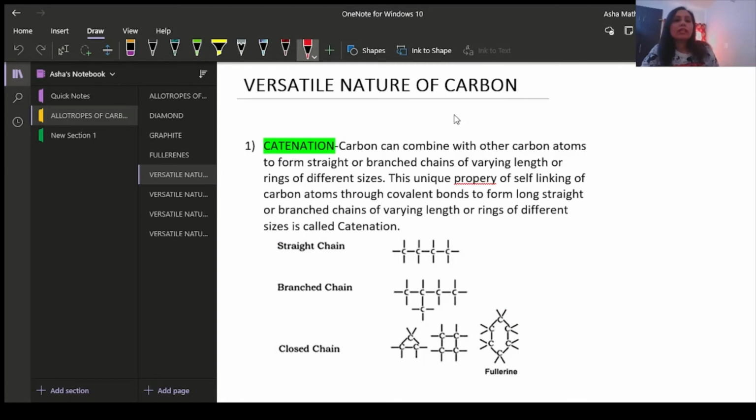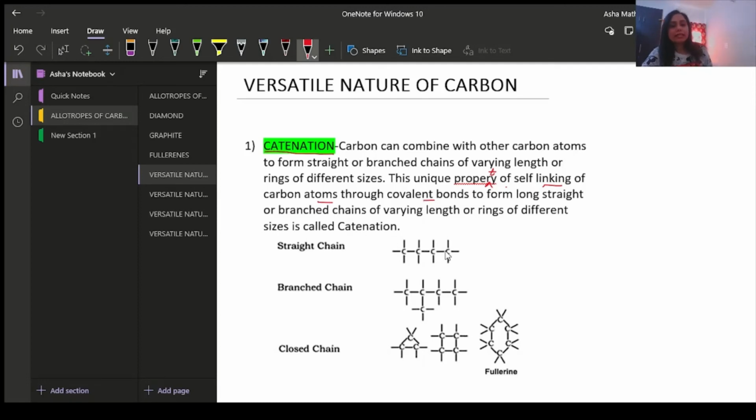So we are trying to understand now the versatile nature of carbon. The first reason behind the versatile nature of carbon is catenation. Catenation is the self-linking ability. Like for example here, this is a unique property, here I forgot to add T. This is a unique property of self-linking of carbon atoms through covalent bonds.